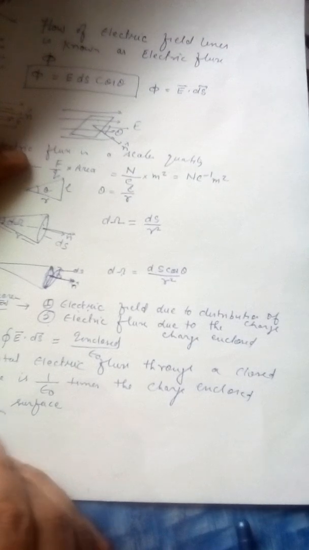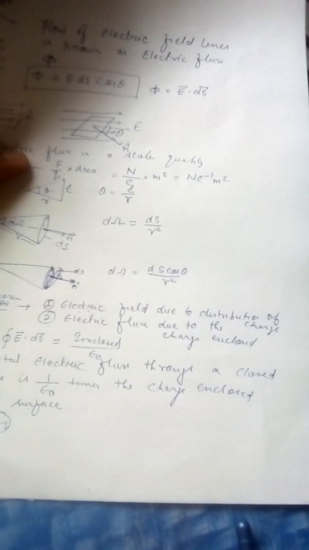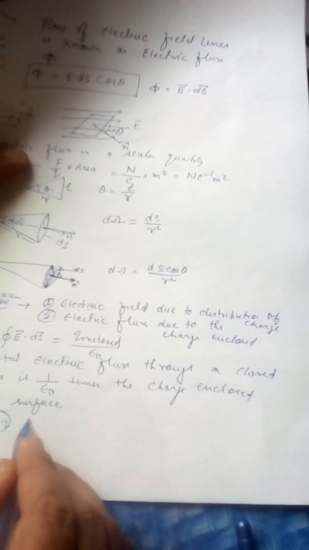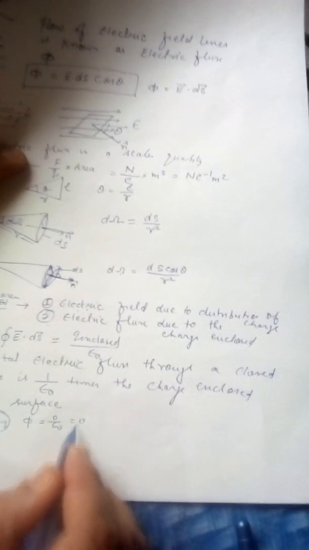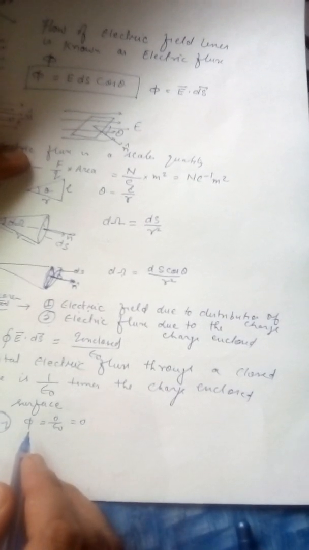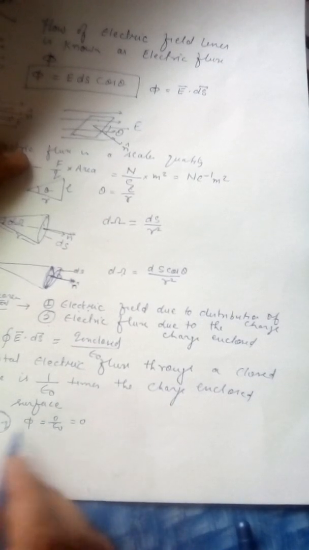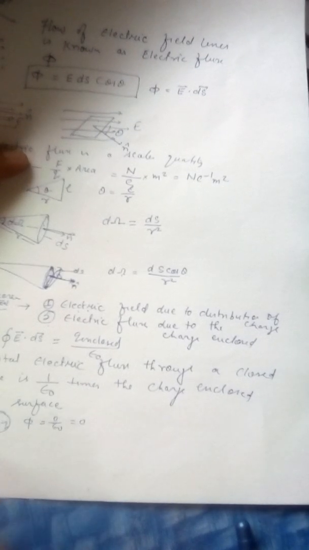For example, suppose I have any closed surface and there are two charges here, plus Q and minus Q. You can say dipole. So what is the net charge enclosed? Net charge enclosed plus Q minus Q, that is zero. So what will the flux? Flux is net charge enclosed by epsilon naught, that is 0. So in Gauss law, this charge enclosed means the net charge enclosed, and if there is no net charge, flux is 0.